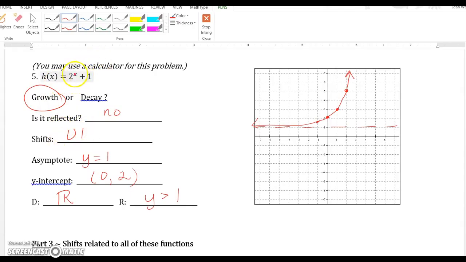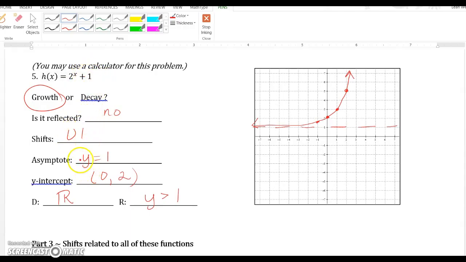As far as shifts, if there were a value behind this x, that would be the h. That's where the h always is. So since there is no value behind this x, it is not shifted left. I'm sorry, I think I said behind this h. Behind this x, that would be the h. So there is nothing behind here, so it is not shifted left or right, but this +1 at the end means it is shifted up 1.